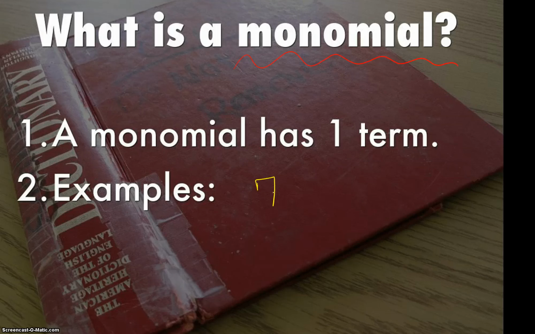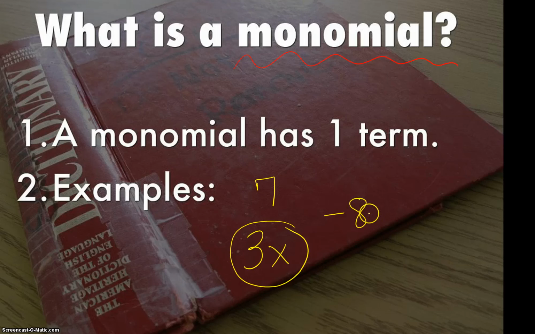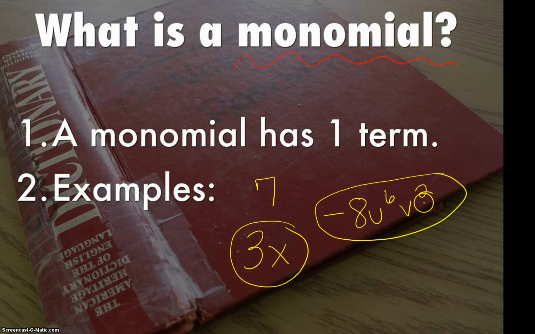It's a number. It could also be a group of numbers or letters. So you could have like 3x. That's one group, so it would be considered a monomial. You could have a bunch of different letters or negative signs as well, like negative 8u to the 6th power v squared. This is one monomial because you have no addition or subtraction signs, you just have a negative sign.